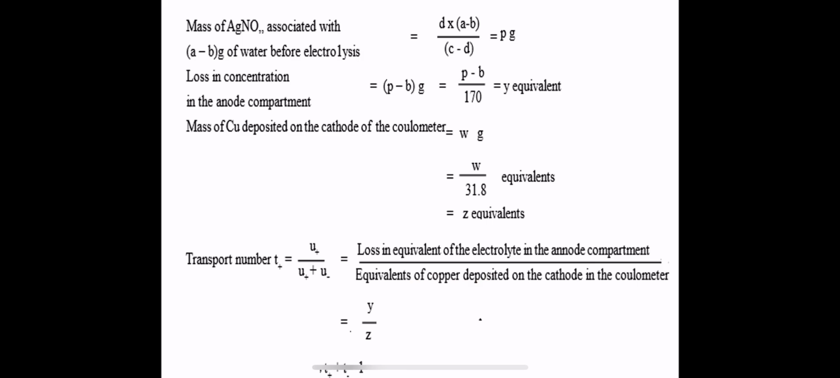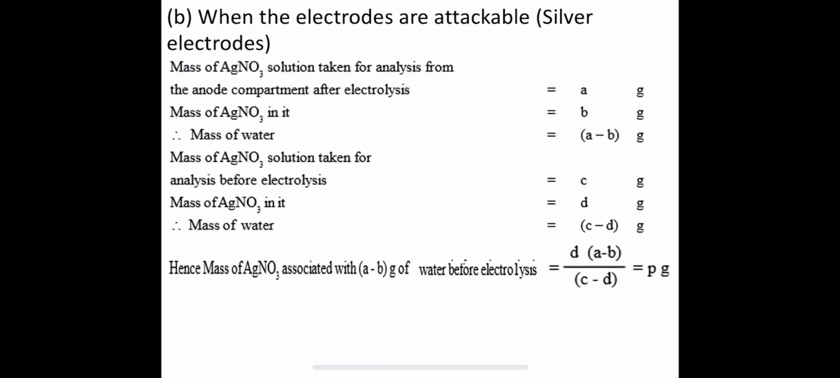It should be noted that the transport numbers T plus and T minus of the positive and negative ions in a given electrolyte are related as T plus plus T minus equals 1. By knowing the value of T plus, the value of T minus can be calculated. This is how we calculate the transport number with the help of Hittorf's method, particularly when the electrodes are non-attackable.